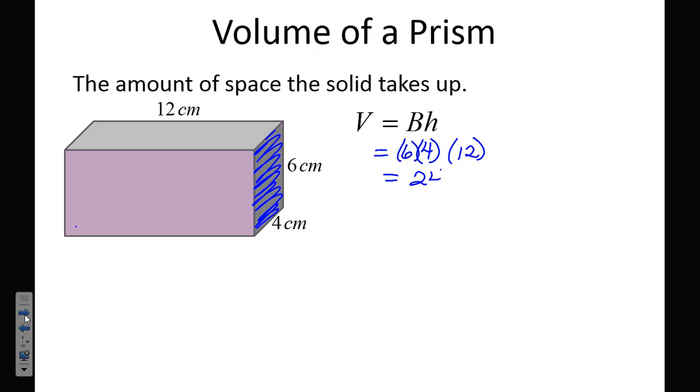So 24 times 12 is going to get us 288 centimeters, what? Cubed, because we took 6 centimeters times 4 centimeters times 12 centimeters. Centimeters times centimeters times centimeters is centimeters cubed. That's our volume. If we filled that box with water, that's how many cubic centimeters of water would fit in that box.